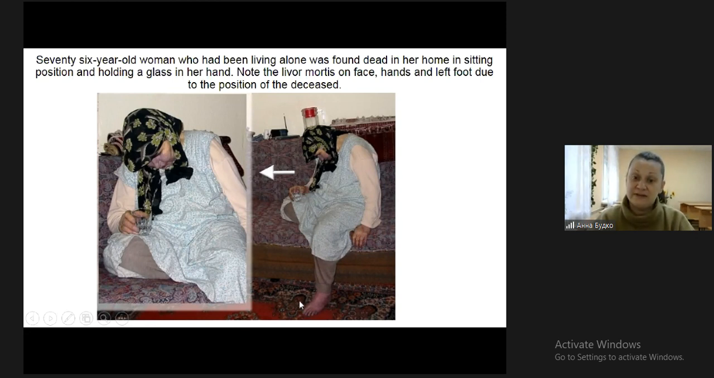and in the lower extremities, intense, acute livor mortis. As a result, this woman died quickly, without an agony phase in the terminal period.